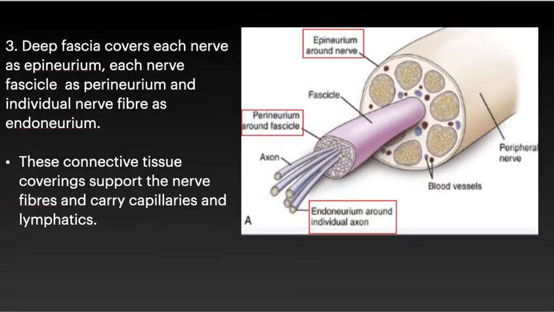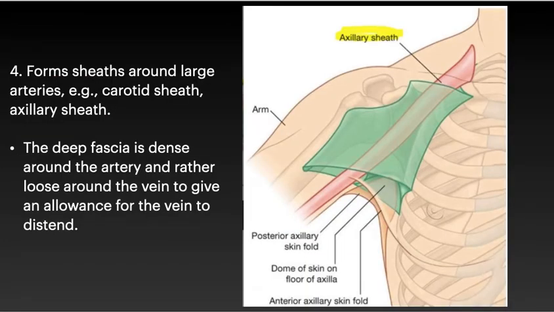Like the muscle, the deep fascia also covers each nerve as the epineurium, you can see, as perineurium and individual nerve fibers as the endoneurium. These connective tissue coverings support the nerve fibers and carry the capillaries and the lymphatics. Also forms sheath around large arteries like the axillary sheath and the carotid sheath.